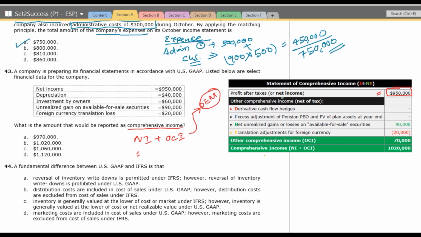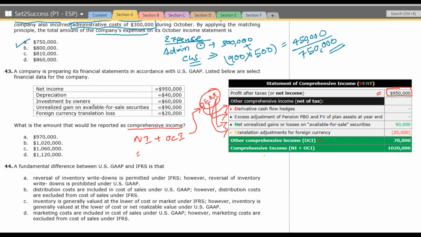Now we have to calculate other comprehensive income. The items included in other comprehensive income are DENT. D stands for derivative cash flow hedges, E stands for excess adjustment of pension PBO and fair value of plan assets at the year end, N stands for net unrealized gains or losses on available for sale securities, T stands for translation adjustment for foreign currency. Then we will get other comprehensive income.